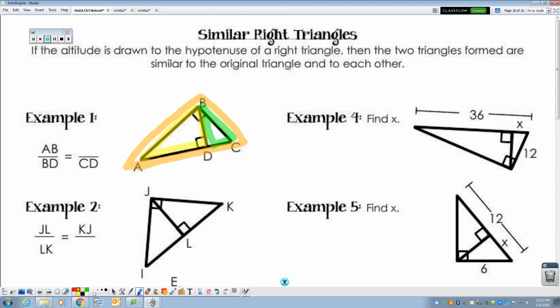So the ratio that they give me compares AB to BD. And those sides are both sides in the yellow triangle. And then side CD is the side of the green triangle. And now we're going to take a look at what sides are they. Well, in the yellow triangle, side AB is the hypotenuse. And for the yellow triangle, and I'm just using my eyes to figure this out, side BD is the short leg.